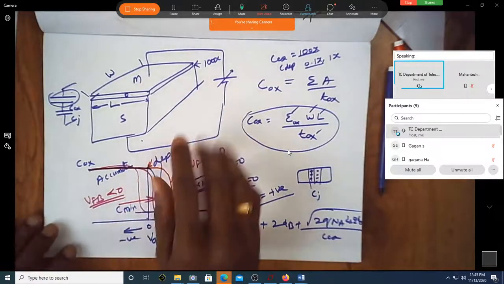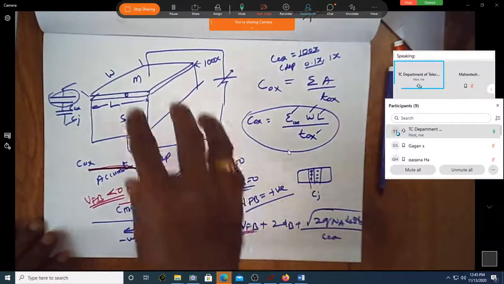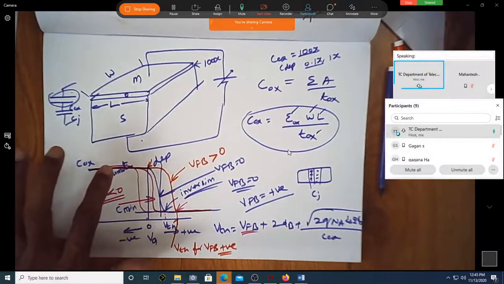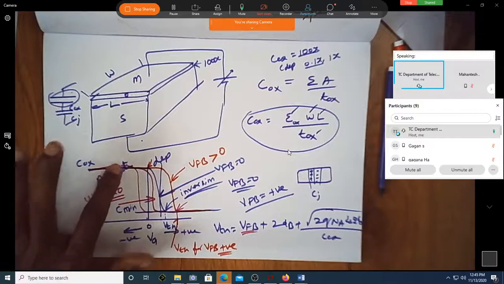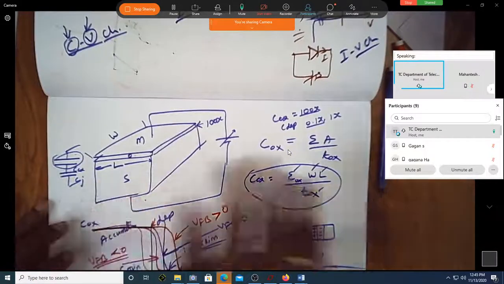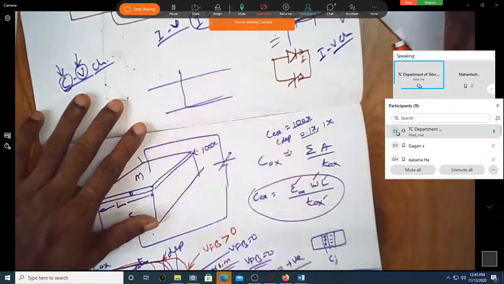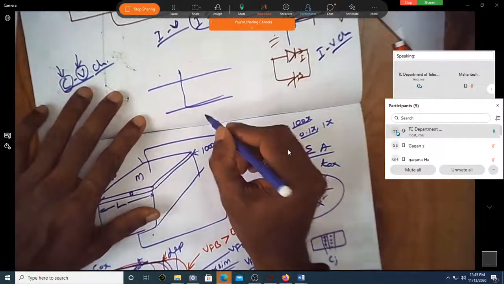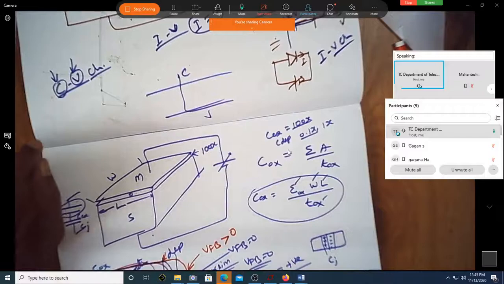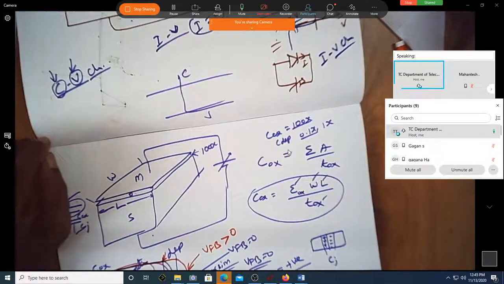Suppose a MOS capacitor CV characteristic looks like this, it has all three regions: accumulation, depletion and inversion. Suppose it is not happening and the CV characteristic looks flat. If it is flat, what does it mean? Suppose this is voltage and this is C, if it is flat, it means there is no inversion happening at all. There is no question of depletion, there is some issue. Correct?